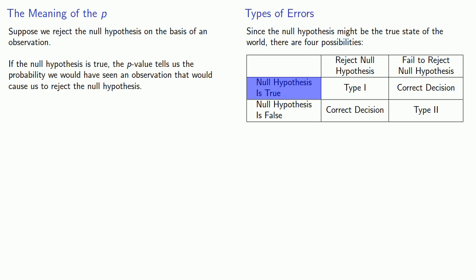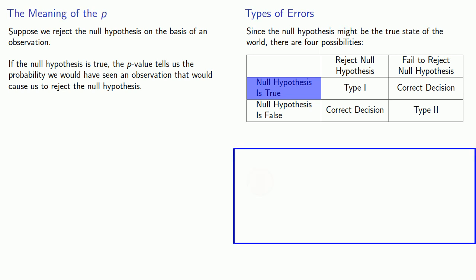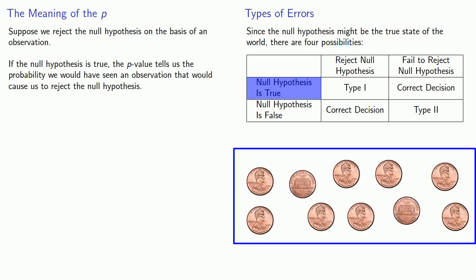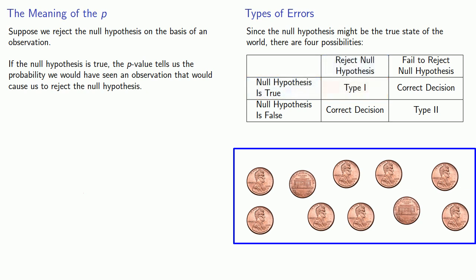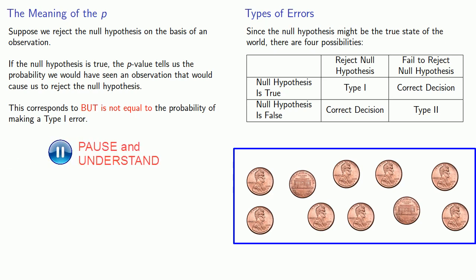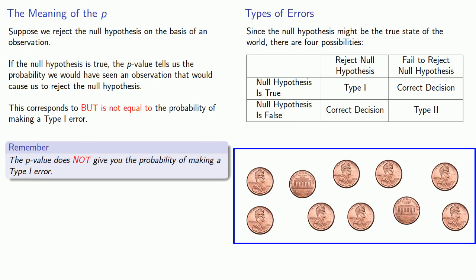So, going back to our idea that a coin is fair, it's possible that a fair coin could land heads 8 times out of 10. But based on this observation, we might have rejected the null hypothesis and concluded the coin was not fair. But since the coin was fair, we would have committed a type 1 error. The possibility that we'll see an observation that causes us to reject the null hypothesis, even when it's the true state of the world, is something we always have to keep in mind. And so what that means is that this p-value corresponds to, but is not equal to, the probability of making a type 1 error. And this last is a very important thing to remember. The p-value does not give you the probability of making a type 1 error.